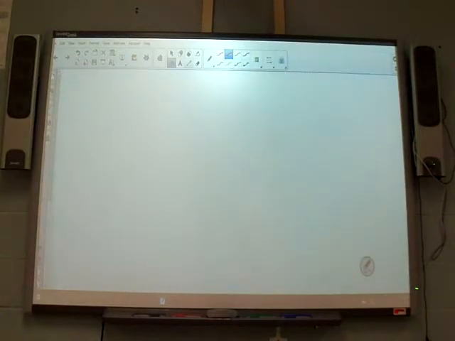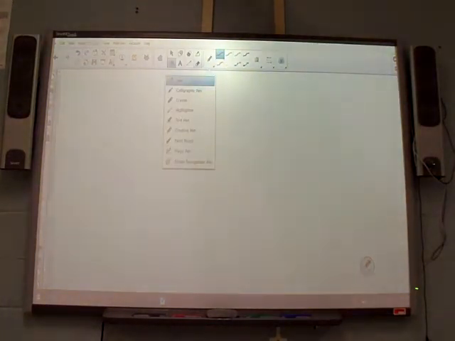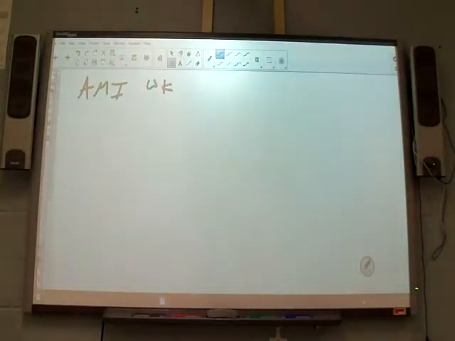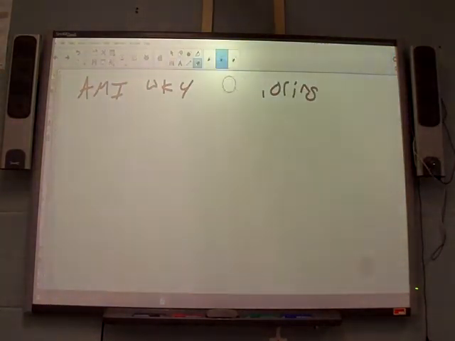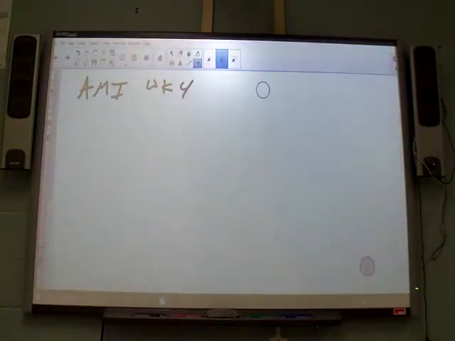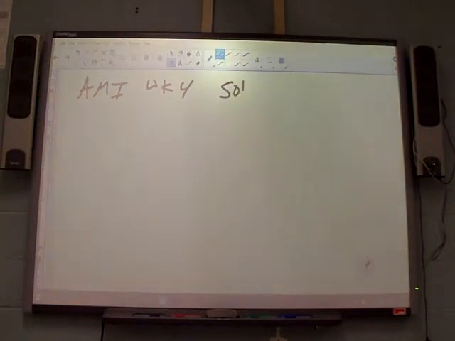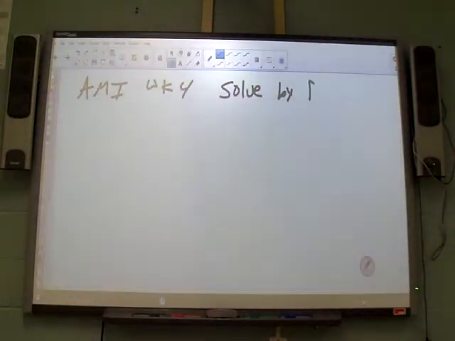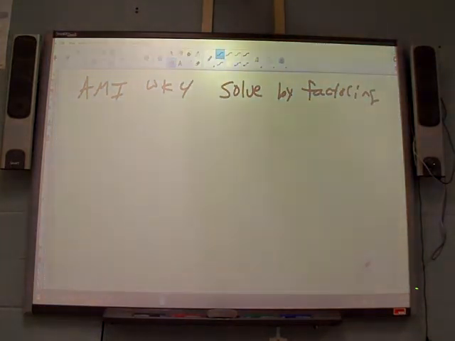All right, let me get us a new page here. You're going to label this assignment as AMI week 4. You're solving by factoring. Let me erase that and put the solving in there because it's different. That's a different set of directions. We want to solve by factoring, so we don't just want the factors. We want the zeros. We want the solutions.